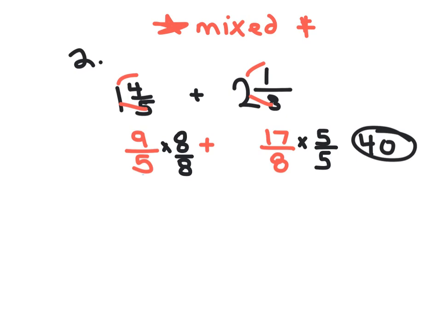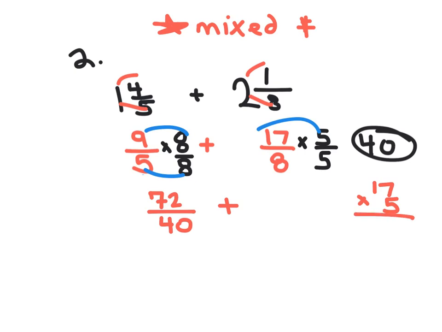So now I'll just multiply out each fraction. 9 times 8 is 72. 5 times 8 is 40. Plus 17 times 5. Now, most likely we don't know what that is off the top of our heads, so I'm going to multiply out 17 times 5. 5 times 7 is 35. 5 times 1 is 5, plus 3 is 8. So that's 85 over 40.